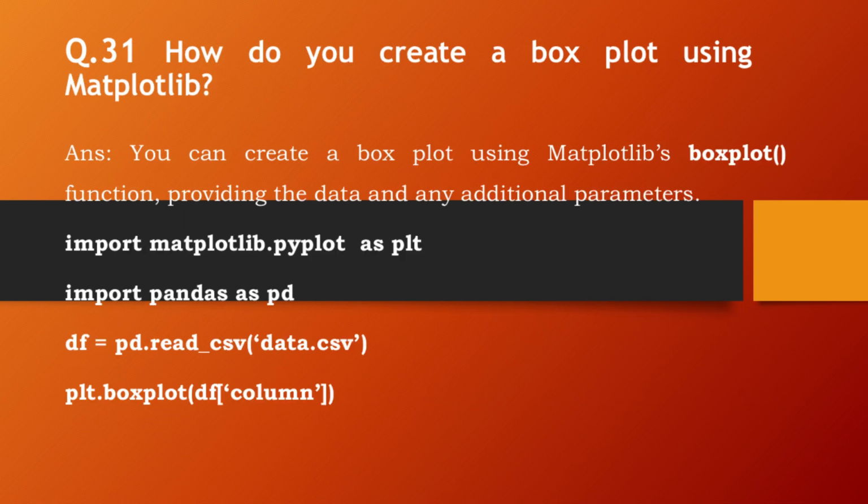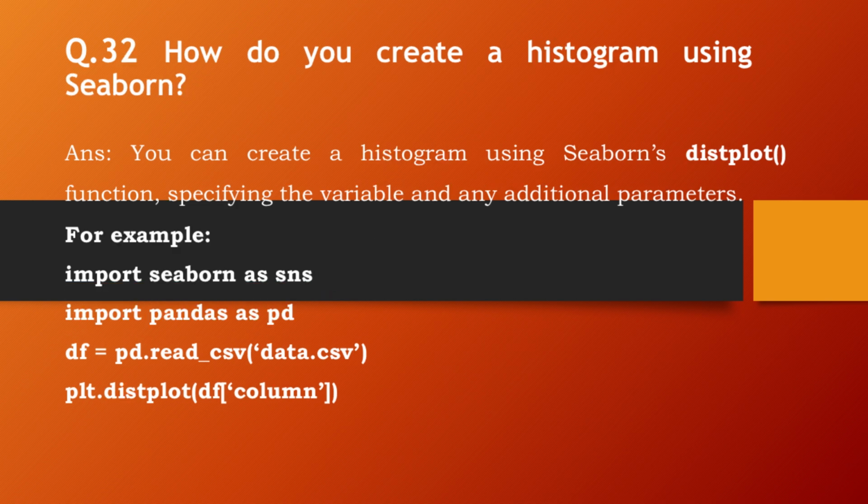How do you create a box plot using Matplotlib? You can create a box plot using Matplotlib's boxplot function, providing the data and any additional parameters. How do you create a histogram using Seaborn? You can create a histogram using Seaborn's distplot function, specifying the variable and any additional parameters.